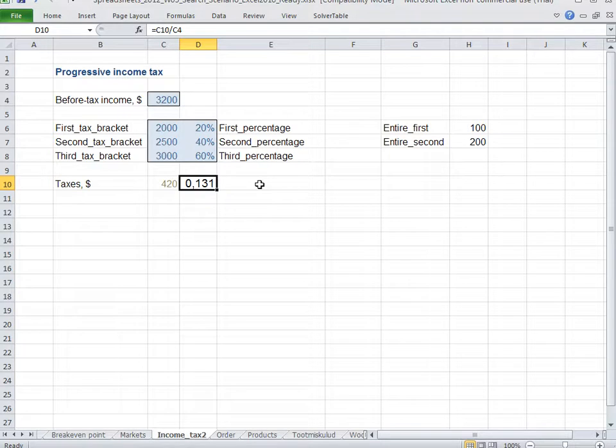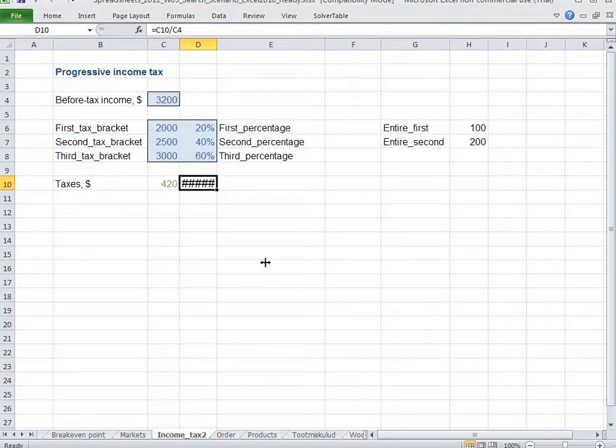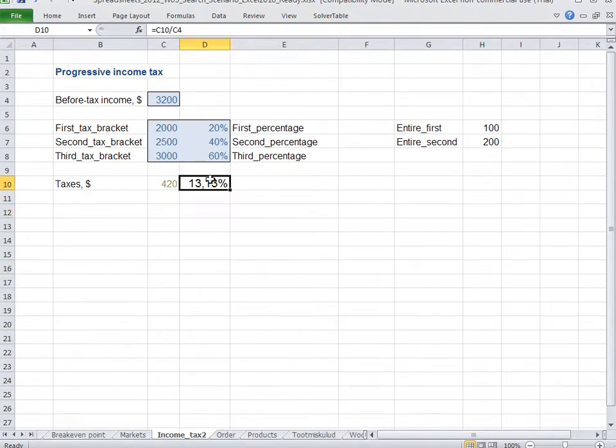Let's turn it into a percentage. So let's click on Control 1, and let's say that it's a percentage. As we see, this is 13%, and it shows us that if with an income of 3,200 we're paying 420 all in taxes, then actually our tax percentage is 13.13. So it's just above 10% of the total sum. This could be called effective tax rate.